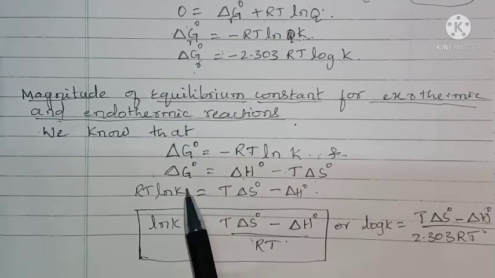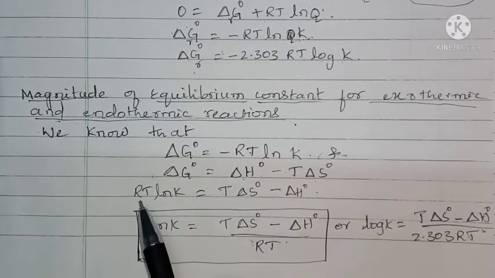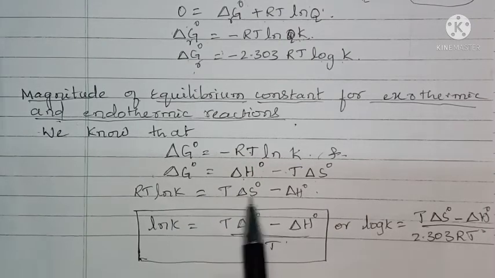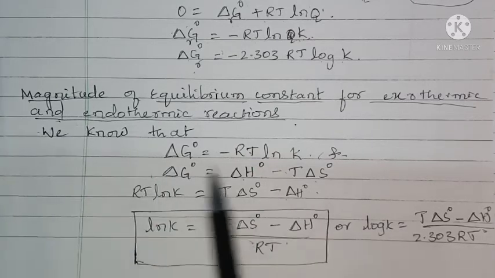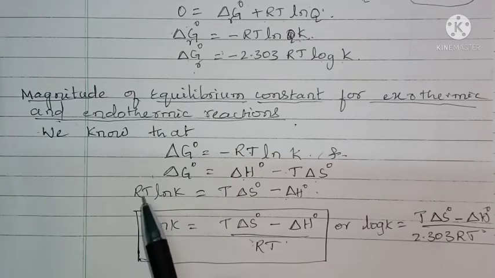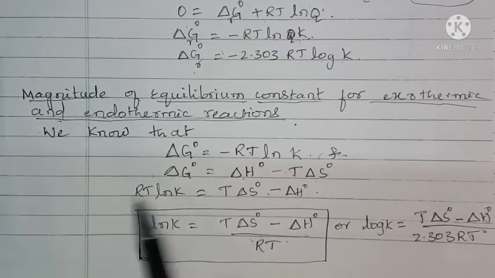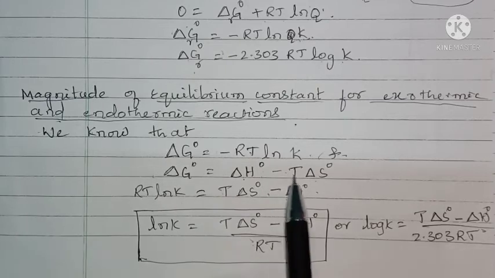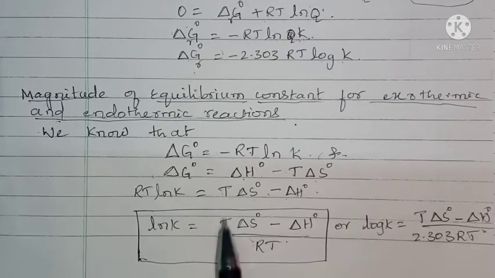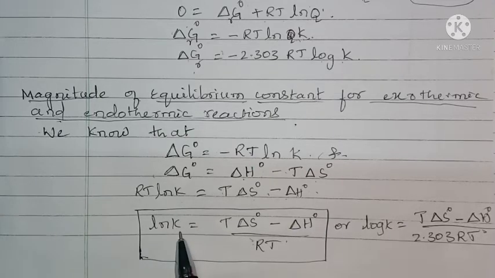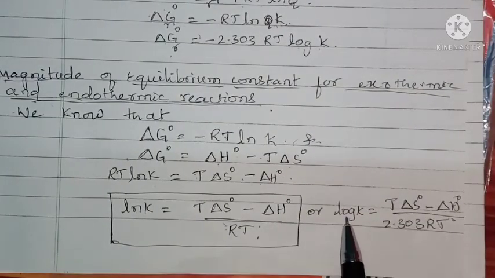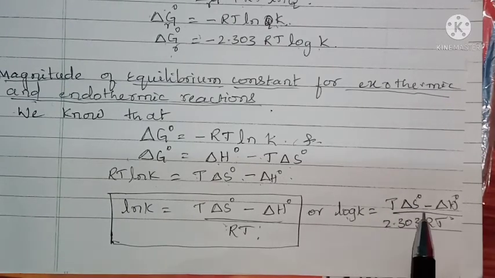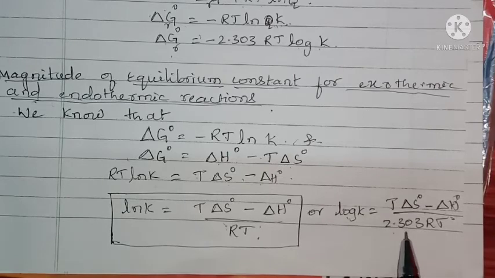Here delta G is there, so we just compare these two values. RT ln K equals T delta S naught minus delta H naught, because we are multiplying both sides by a minus sign, so it becomes positive and delta H becomes negative. So finally we get ln K equals T delta S naught minus delta H naught, divided by RT. In other form, we can write log K equals T delta S naught minus delta H naught divided by 2.303 RT.